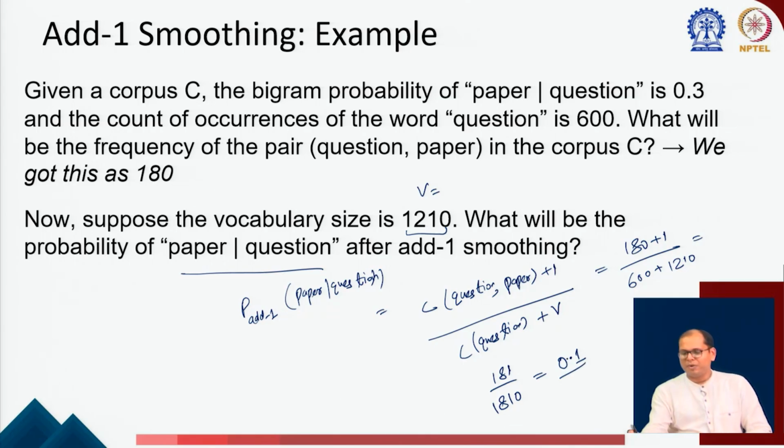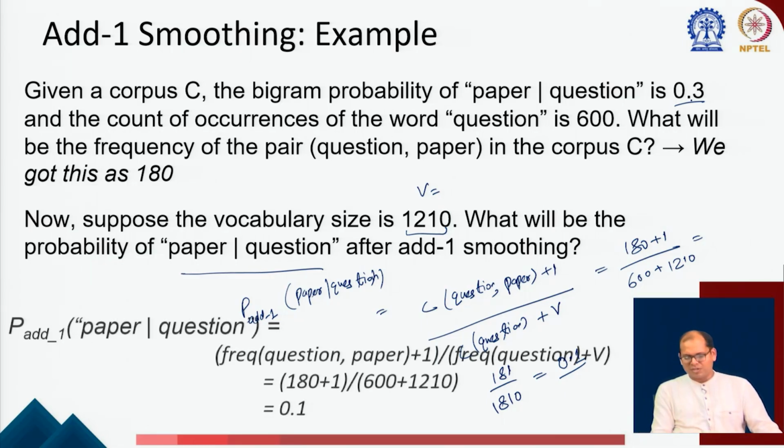So earlier the probability was 0.3, after add-one it became 0.1. This is a toy example, but typically if a word occurs in the data, after add-one its probability is going to decrease, okay?